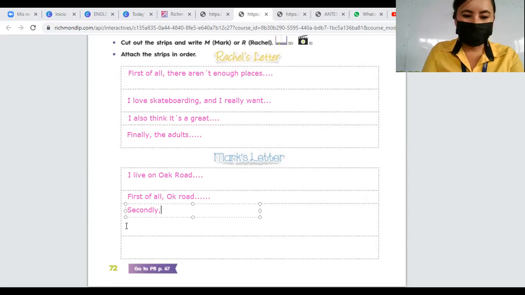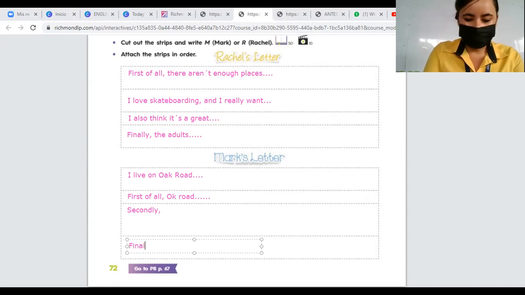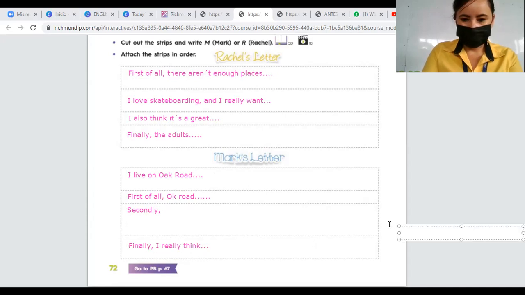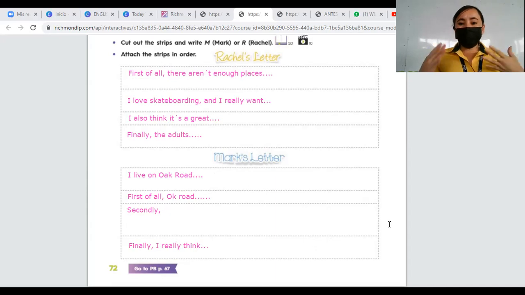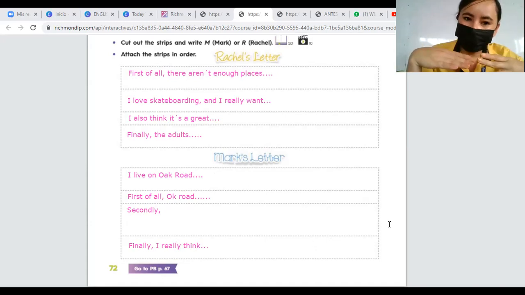And the last one is, sorry, the last one. What's the last one? Finally, I really think the money should be spent on keeping our neighborhood clean and safe. Okay. Listen. In this way, you're gonna identify each description to complete the letter.